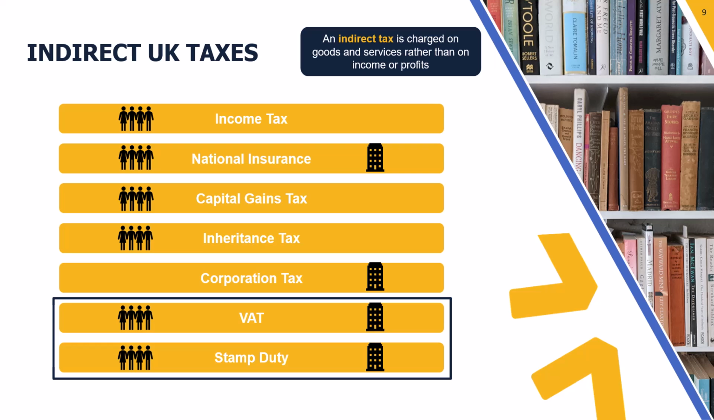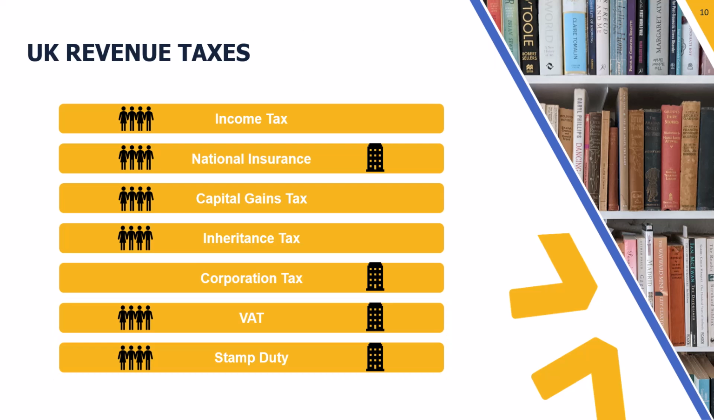Now, one last distinction in these taxes that I would like to make is between what we call revenue taxes and capital taxes. So let's take a look at our revenue taxes. Within the UK, our revenue taxes include income tax, national insurance, and corporation tax. And very broadly, a revenue tax is one that is on income or profits, typically that are earned in a year or an accounting period, depending on the tax that we're looking at.